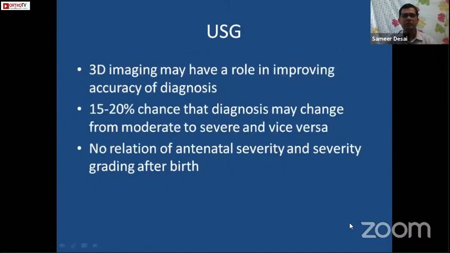dynamic factors. So 3D imaging may have a role in improving accuracy of diagnosis, and there is a 15 to 20% chance that the diagnosis may change from moderate to severe and vice versa. And it is also important to remember that there is no relation between antenatal severity and severity grading after birth. A lot of parents are concerned that on sonography it has been reported as severe clubfoot and then later on it turns out to be a mild or a moderate clubfoot. So this has got no correlation.